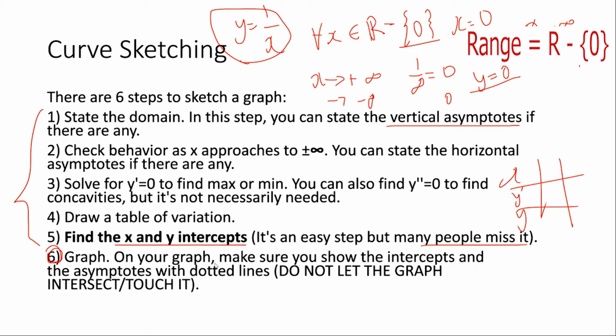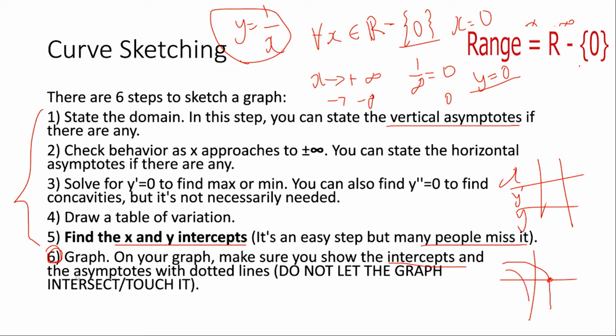Then 6, you have to graph. On your graph, make sure you show the intercepts. Like if you're going to draw a function where the x-intercept is 1, make sure you include that it intersects 1. It has to go through 1. It can't just be a random one like this. It has to go through 1.